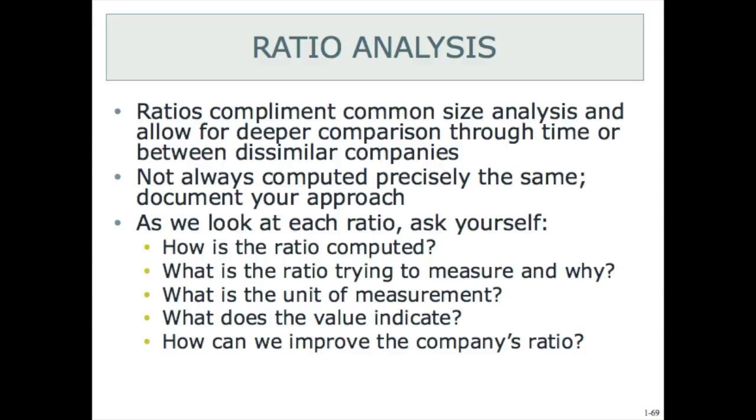As we look at each ratio, think to yourself, how is it computed? What is the ratio trying to measure and why? What is the unit value of measurement, because the units are different depending on the ratio itself. What does the value indicate? What are we really looking for here? And of course, how can we improve the company's ratio? When you start thinking about ratios and you want to improve them, what do you really need to do for each ratio? There's a lot going on in a ratio that is not apparent when you just get a number. So let's go through a few of these.